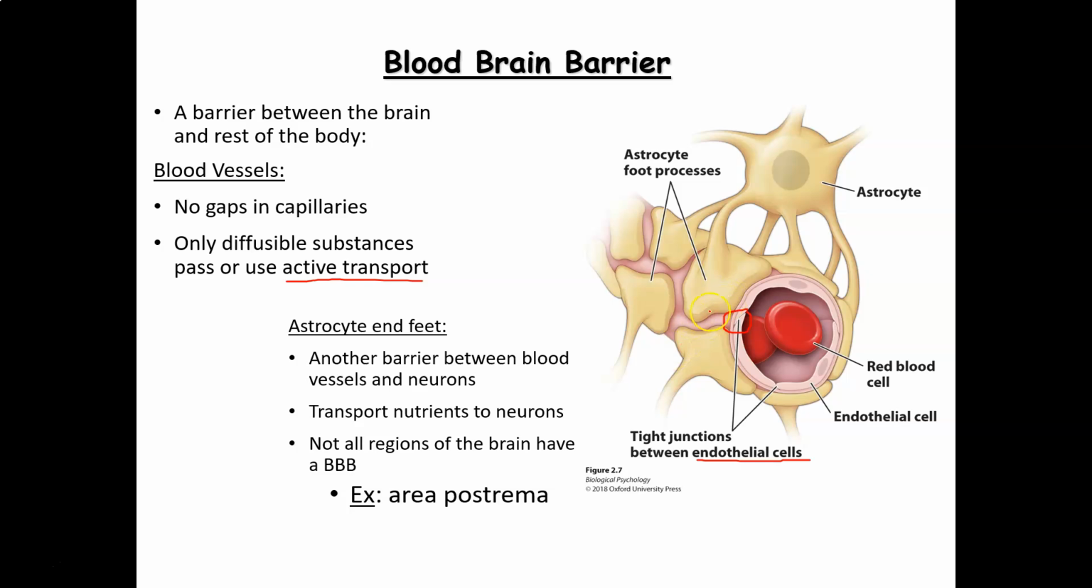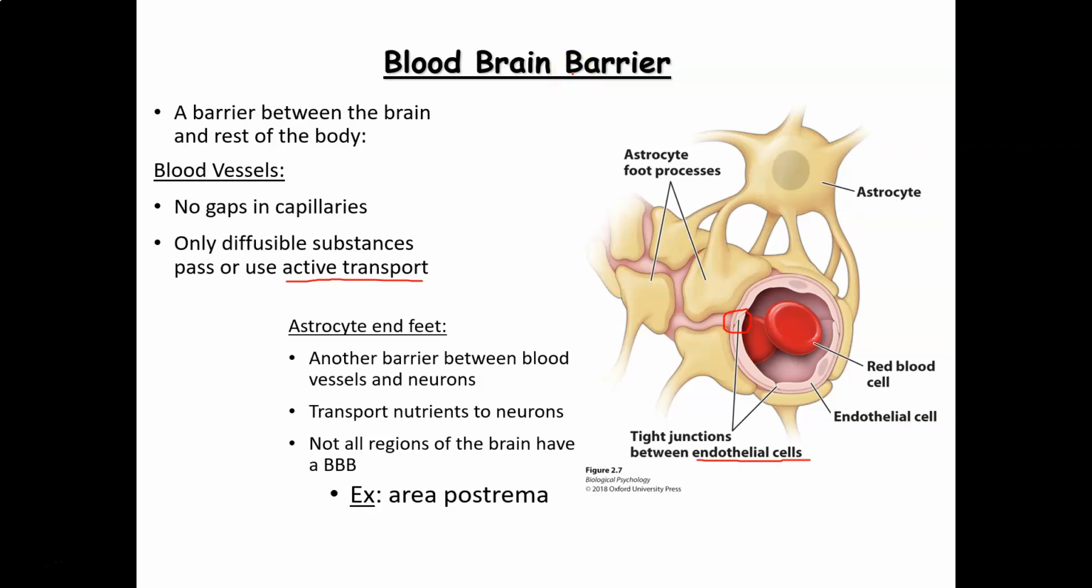They're also important. There are nutrients that come in the blood. They take the nutrients that come through the blood and then transport them to neurons. So they serve as a really important component of the blood-brain barrier.